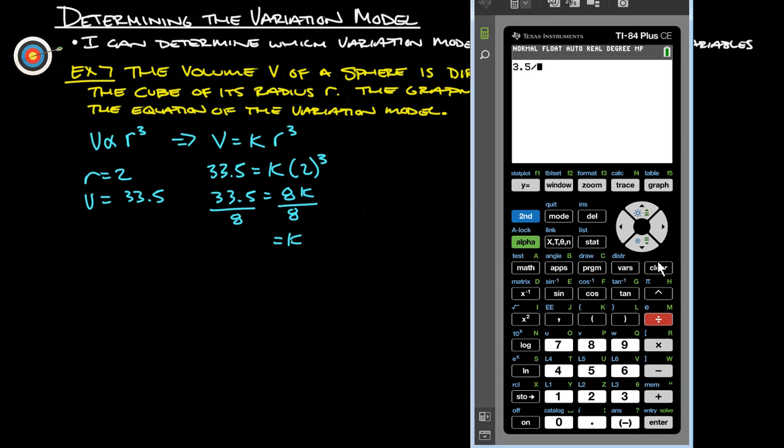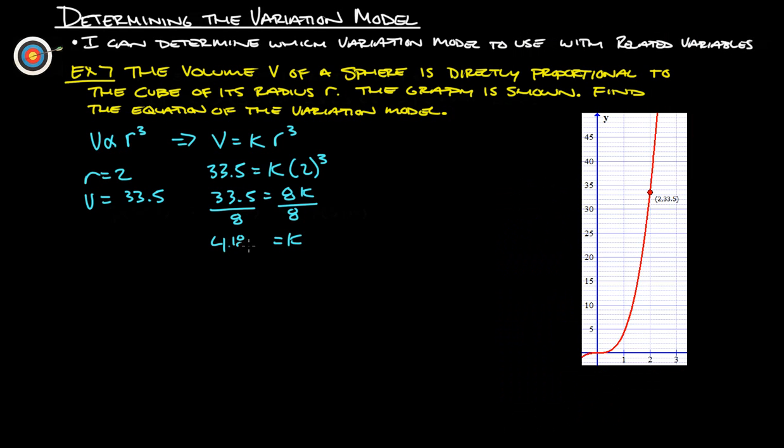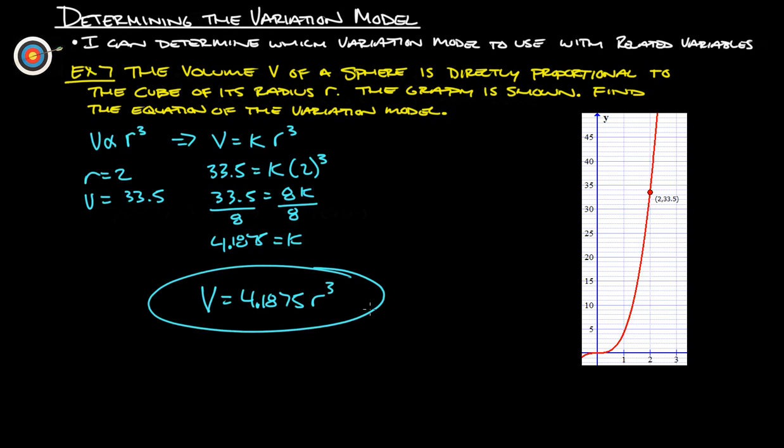33.5, oops, that is not it. I missed a 3. 33.5 divided by 8, and we get k equals 4.1875. That is going to be our k. Then that means the equation of the variation model would be volume equals 4.1875 times r cubed, and that's our model. So all we need to do is, if you know r, you plug in r and you can figure out what the volume is. If you know what the volume is, you plug that in for V and you can figure out what the r is.